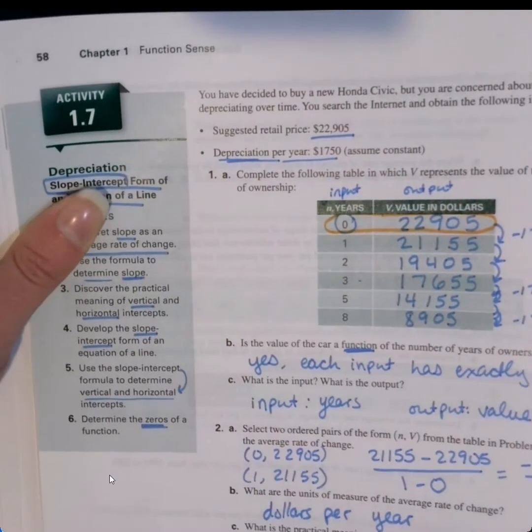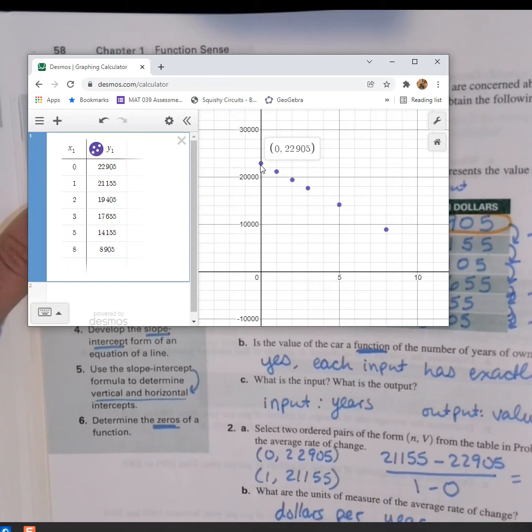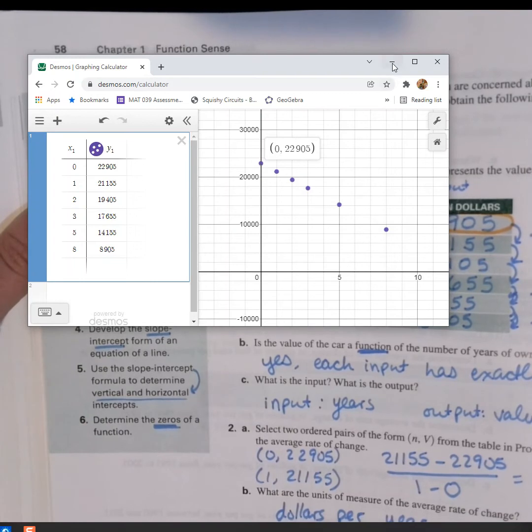I can also determine this from the graph. If I look at my decimals graph, where it's actually properly scaled, I can see I touch the y or vertical axis at 0, 22,905. So I can see it both graphically and numerically through the table. Where the input is 0, I touch the vertical axis.